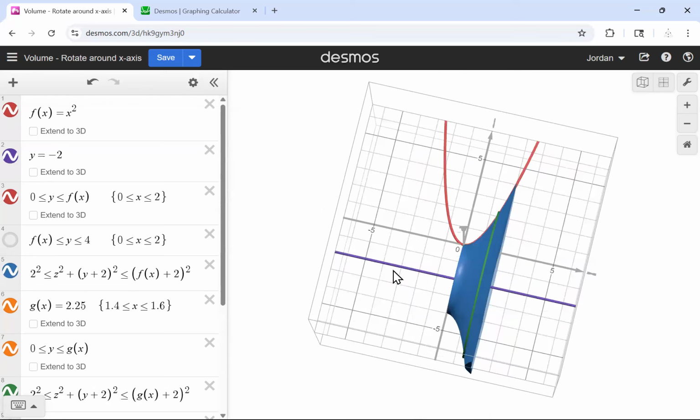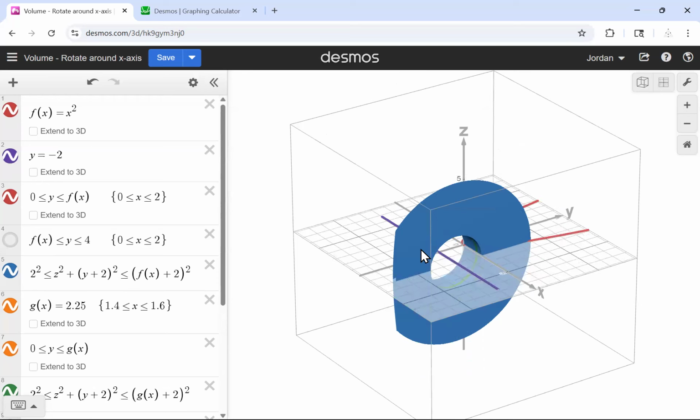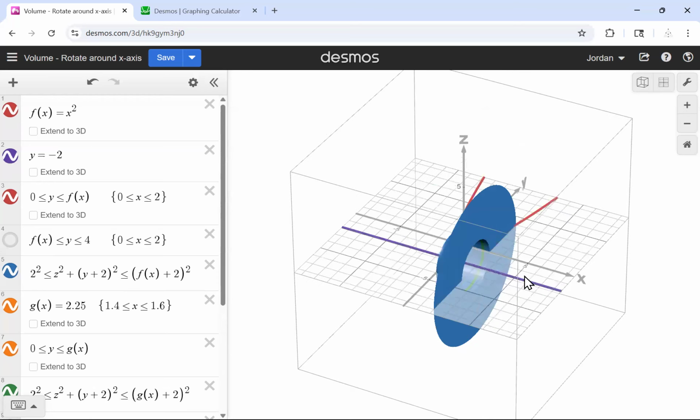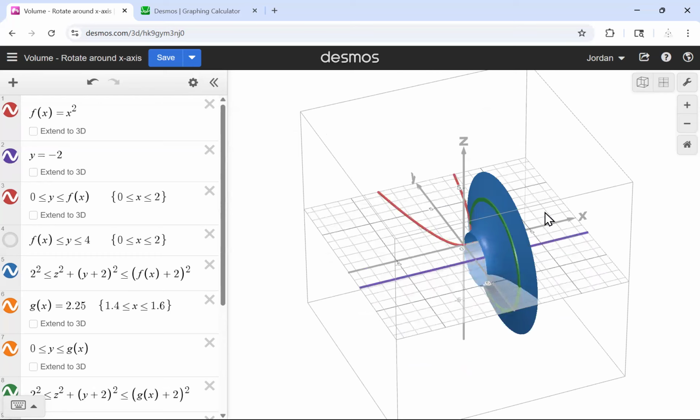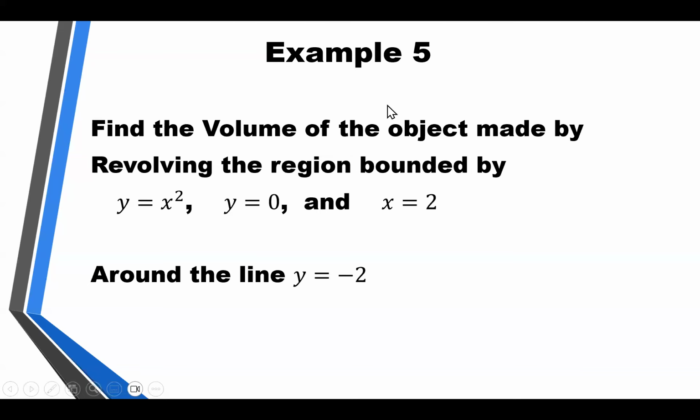And again, we're looking at the volume of this object here. It's hard to zoom out enough, but the volume of that object is created by an infinite sum of disks like this, of washers, I should say, like this. So this is the thing we're looking for in example 5.